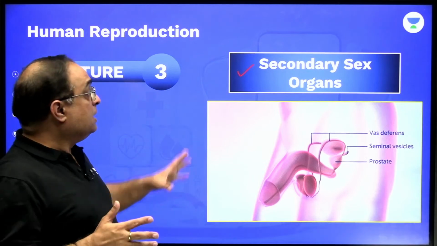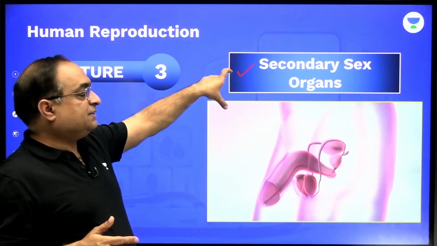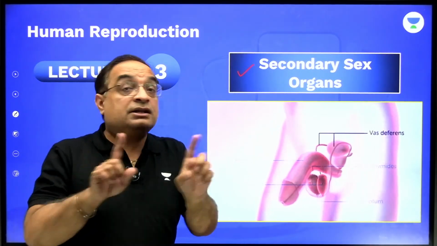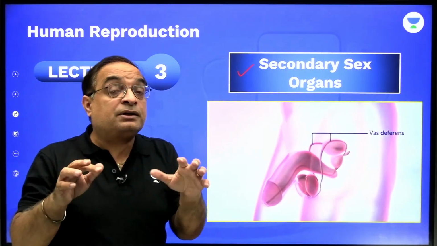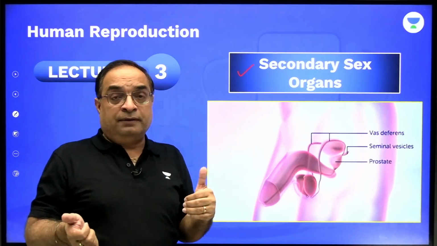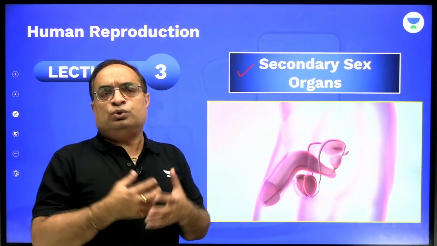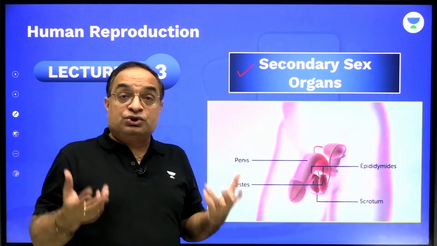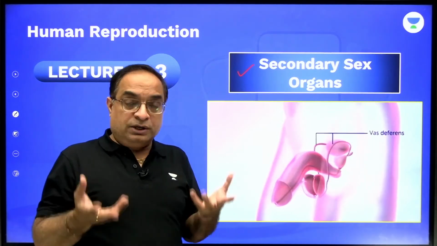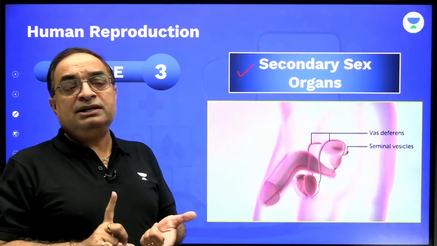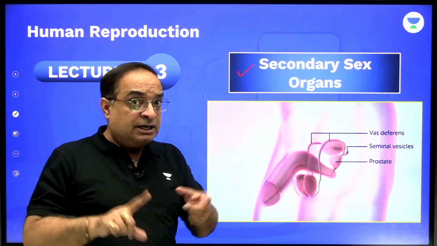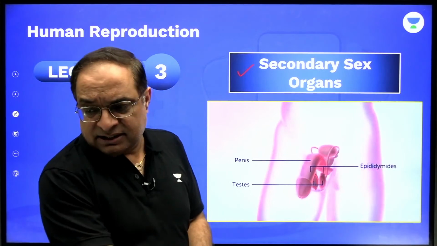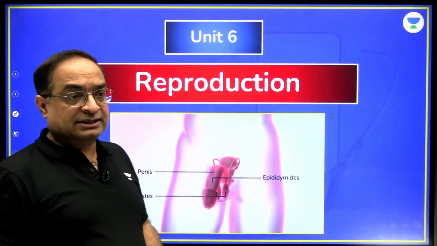So today we are going to discuss secondary sex organs. Why are they called secondary sex organs? Because they are not involved in sperm production. They are concerned with storage of the gametes, transportation of the gametes, maturation of the gametes. So the function is storage, transportation and maturation of gametes. Or you can say that they assist in reproduction in some way.